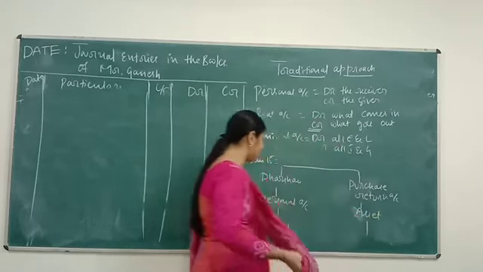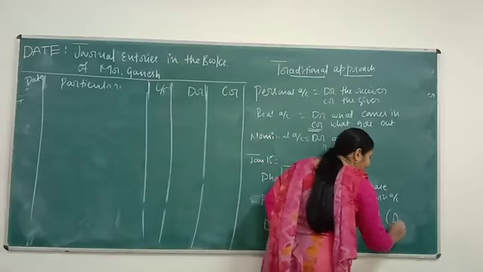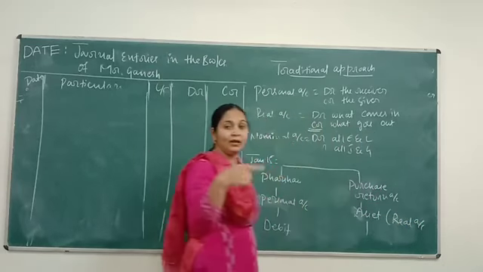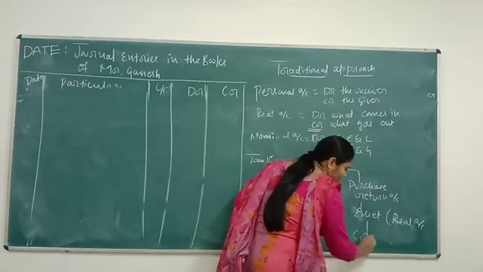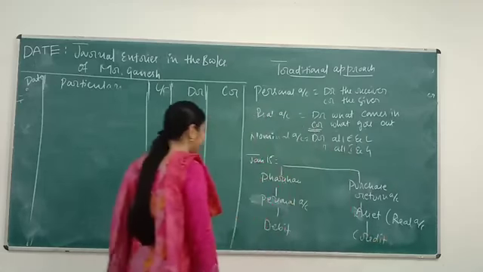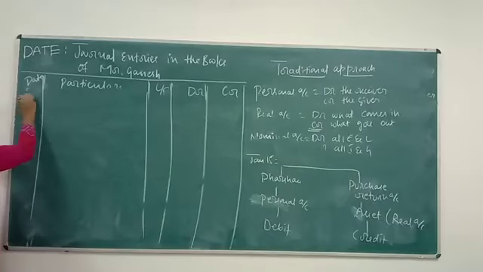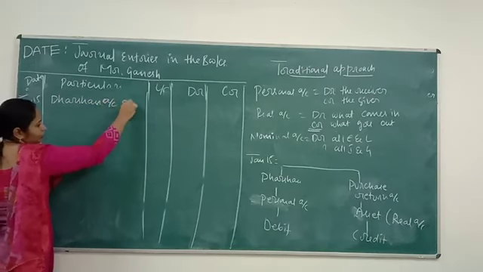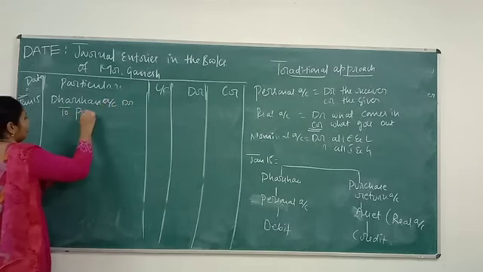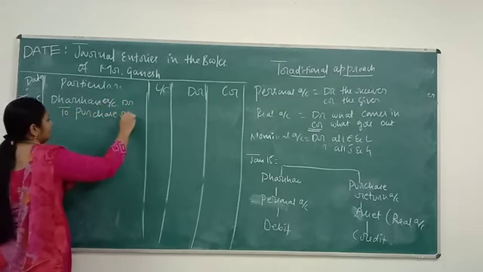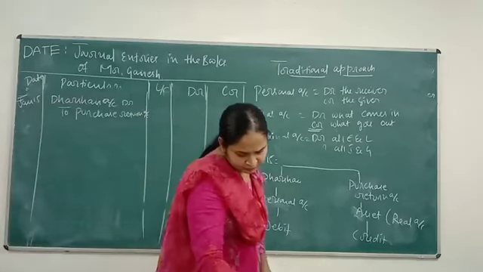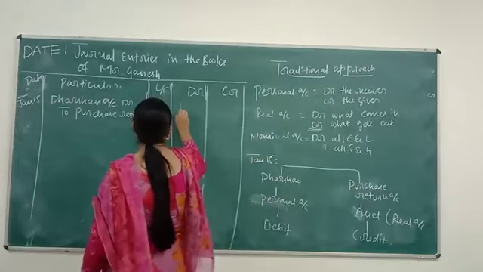What does real account tell? Debit what comes in, credit what goes out. Now what is happening? Goods are going out. So what should I do? I should credit. So what is the journal entry? Darshan account debit, January 15th. Darshan account debit to purchase return account. What is the value? Rupees 1000.